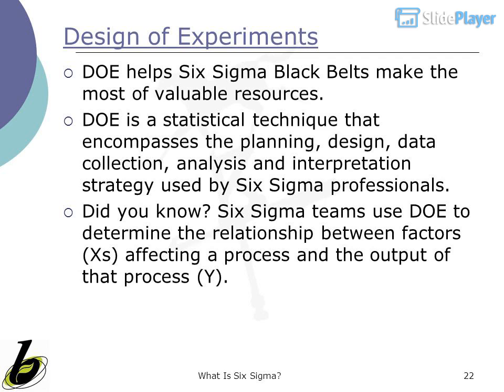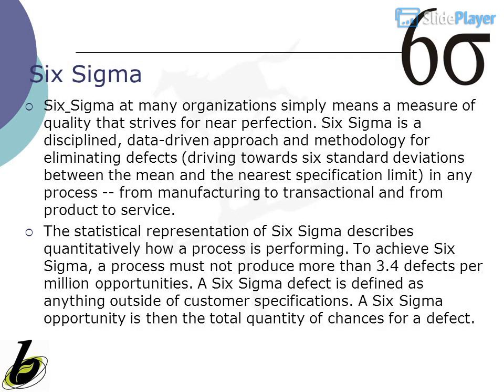What is Six Sigma? Six Sigma at many organizations simply means a measure of quality that strives for near perfection. Six Sigma is a disciplined, data-driven approach and methodology for eliminating defects, driving towards 6 standard deviations between the mean and the nearest specification limit, in any process, from manufacturing to transactional and from product to service.